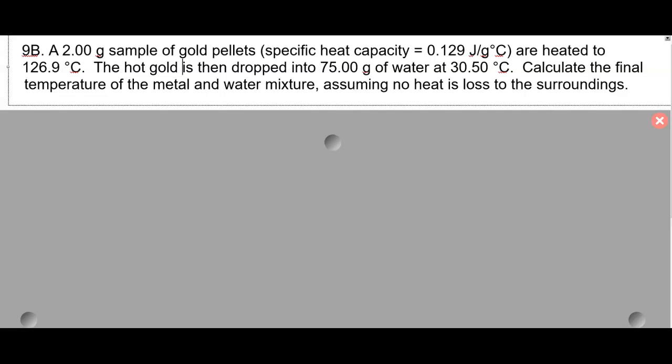This video is going to go over example 9B, B as in boy. There isn't a video over 9. This example is over 9B. It's a modification of number 9.